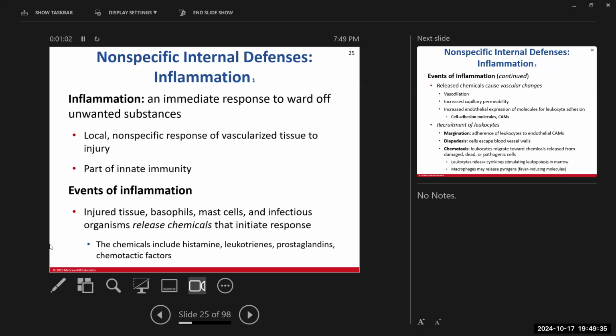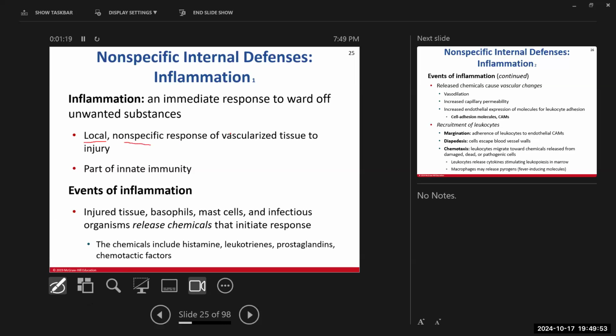So two descriptors up there on the board tell you, one, that it's local, which is good because you don't want inflammation occurring throughout the entire body, right? You sprain your ankle, you don't want your hands swelling up. You know what I mean? So that makes sense. And it's non-specific.